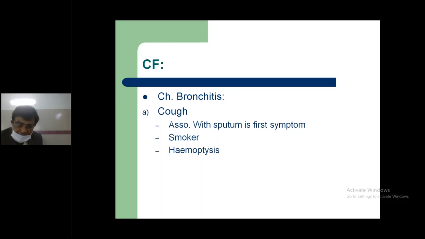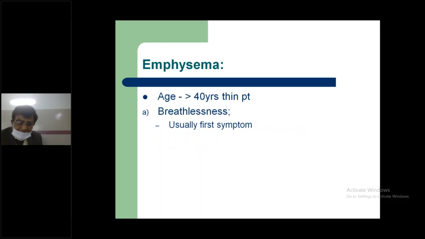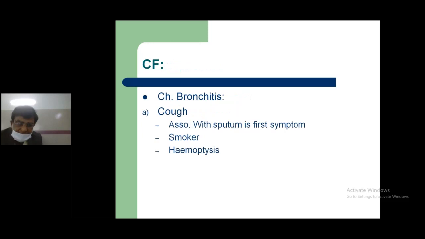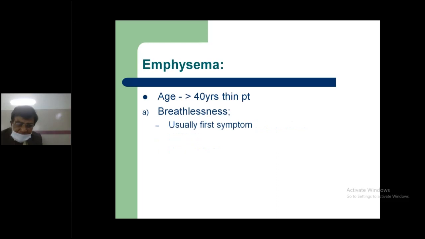He is more than 40 years. So chronic bronchitis can occur before 40 years, but emphysema always occurs after 40 years. And breathlessness is the first symptom of emphysema. But in case of chronic bronchitis, the first symptom is chronic cough. And in case of emphysema, the first symptom is breathlessness. So this is the basic difference between chronic bronchitis and emphysema.